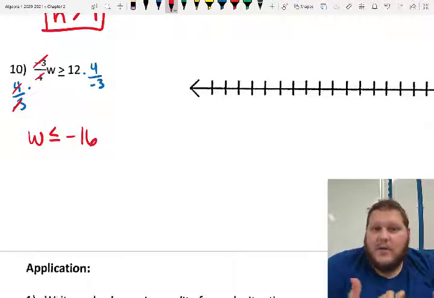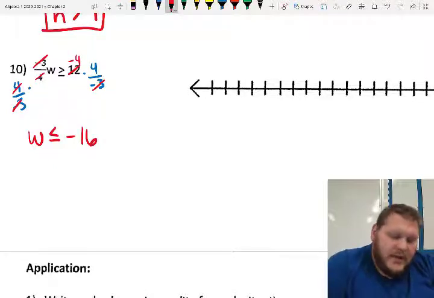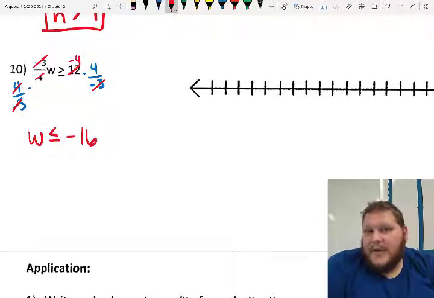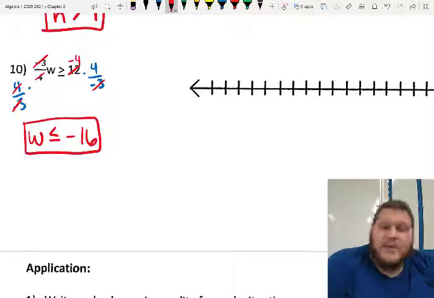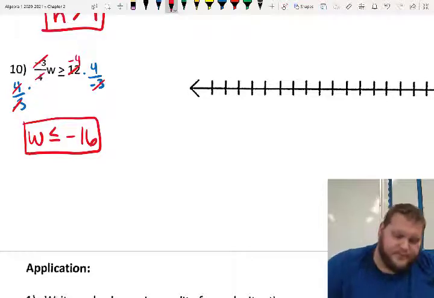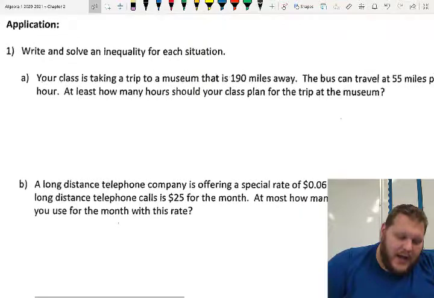Or once again, if you're a reduction person, 12 divided by negative 3 would be a negative 4, and negative 4 times positive 4 would be a negative 16. However you want to get there, whatever floats your boat and makes you happiest, or in some of our cases, whichever method confuses us less, go with that one. All right, for our last part here, application problems.